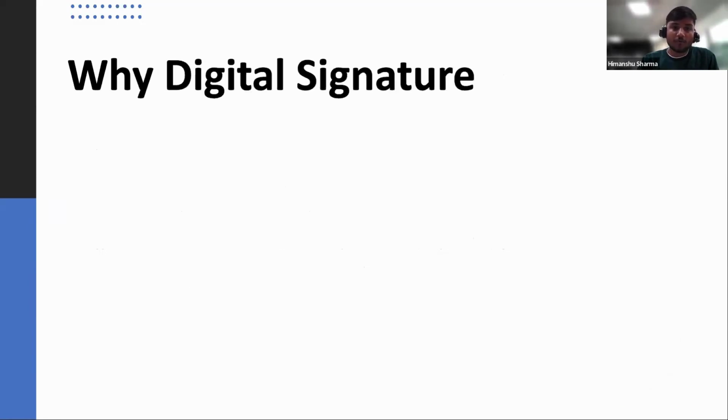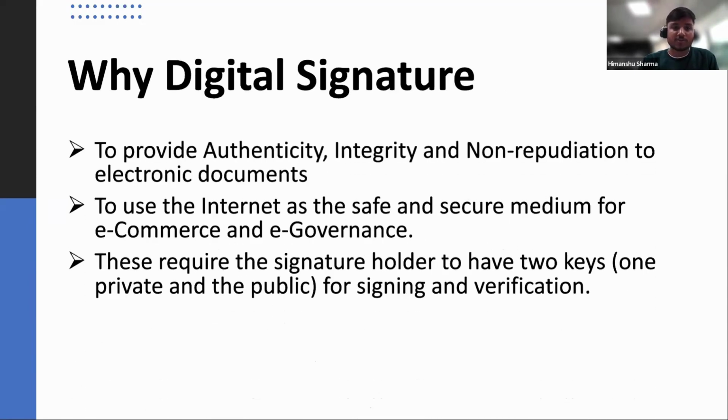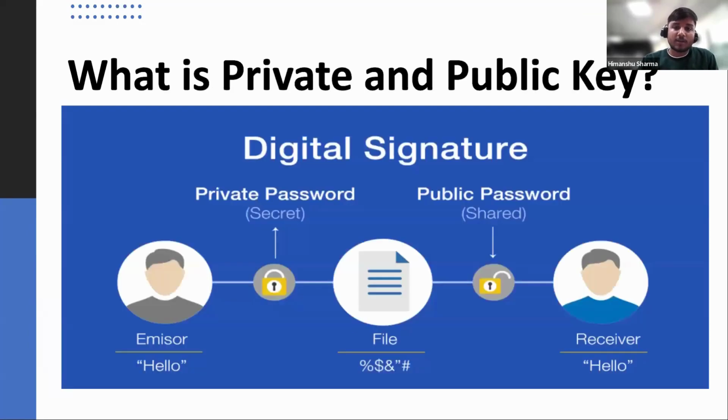Okay, now why digital signatures? As you see, they provide authenticity, integrity and non-repudiation to the electronic document, and allow the internet to be used as a safe and secure medium for e-commerce and e-government. That requires the signature holder to have two keys. The first one is a private key and the second one is the public key. Now, what is the private key and the public key?